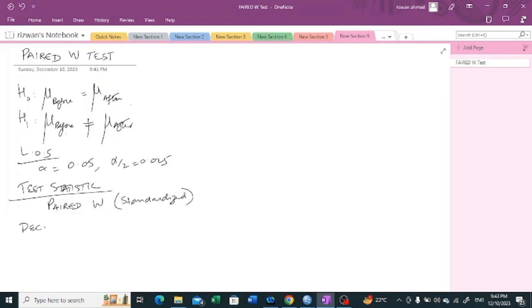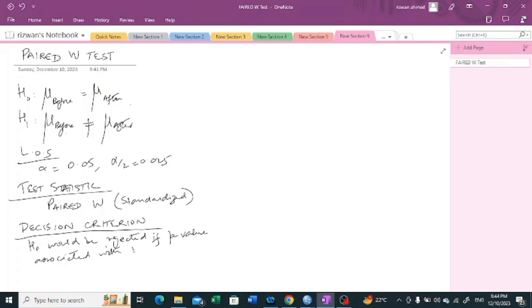And the decision rule or criterion we write down the same as usual, that H0 would be rejected if the p-value associated with the W statistic, or the standardized Z statistic that the software will compute for W, is very small, or as a yardstick, less than 0.05.